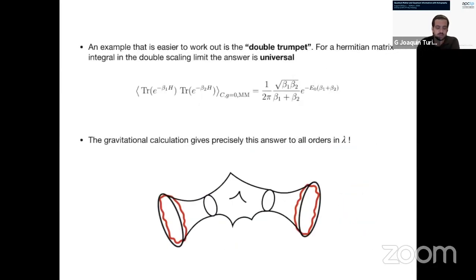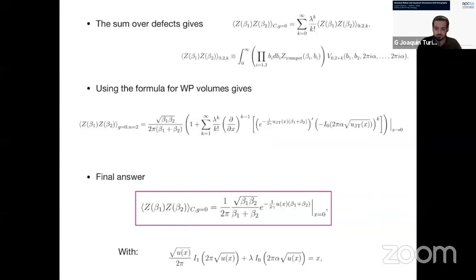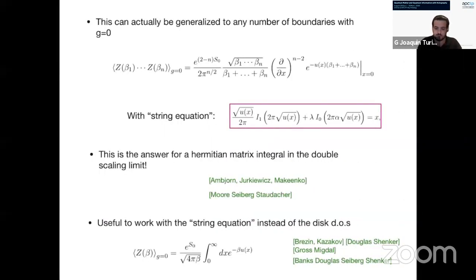Okay, so now I have a calculation that I will skip, but I put it there in case anyone wants to ask. There is a universal formula for the double trumpet from the matrix model, and it's this. And when we integrate over defects, it's not trivial that, if we want it to be dual to a matrix integral, it still satisfies this equation. But you can sum over defects using this formula, and you can see that that's true. So I put it there if anyone wants to ask later.